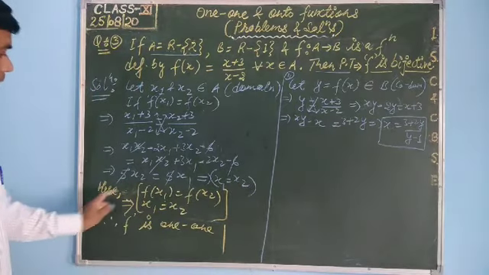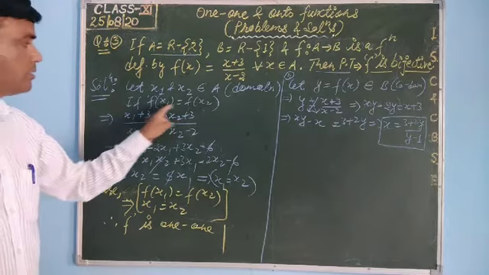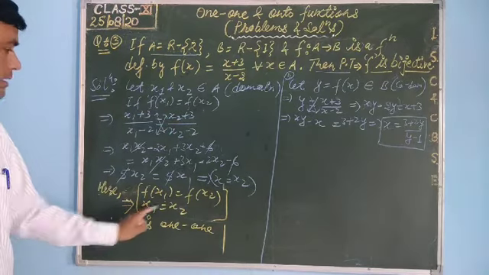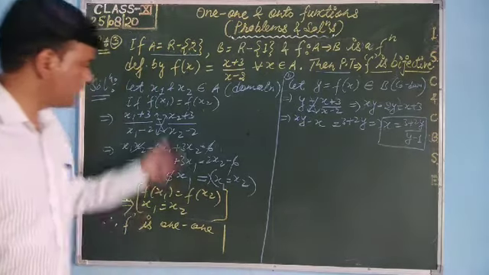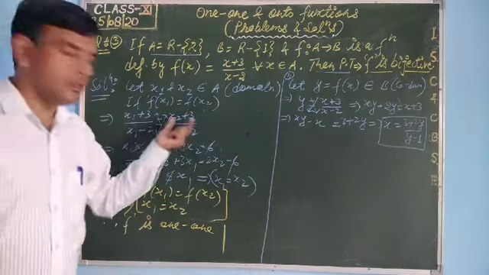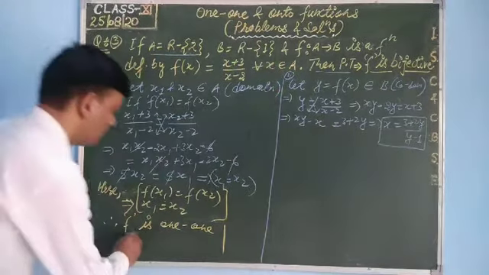This implies, here we have supposed that f(x1) is equal to f(x2), image of x1 is equal to image of x2. This implies at the last x1 is equal to x2, therefore this function is one-one. So this is a very simple task, that's why I have already solved this. Therefore this function is a one-one function.